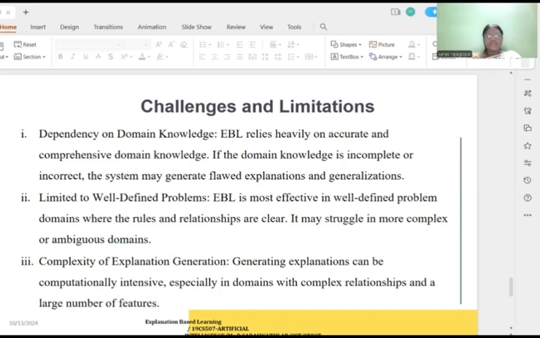Complexity of explanation. Generating explanations can be computationally intensive, especially in domains with complex relationships and a large number of features.